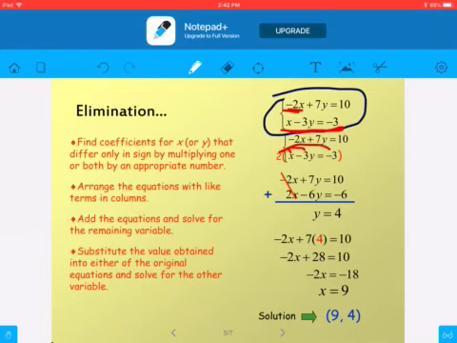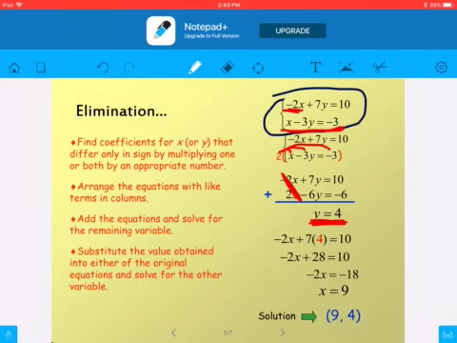Once you've done that, you make it a big addition problem, and you add going down. So negative 2x plus positive 2x, that's 0, that's gone. 7y plus negative 6y is 1y, and that equals 10 plus negative 6, which is 4. So right off the bat, you found that y equals 4.